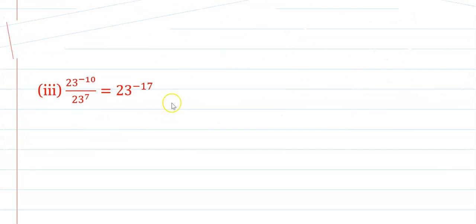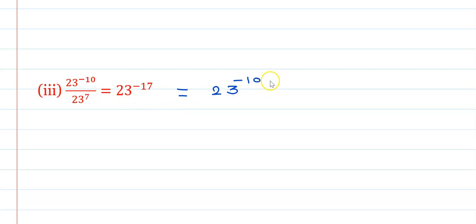Okay. Now the next example. Again here, this is a very simple example. 23 raised to minus 10, then by the law of indices for the division, minus in bracket 7, and overall you will get 23 raised to minus 10 minus 7, and that's equals to 23 raised to minus 17.